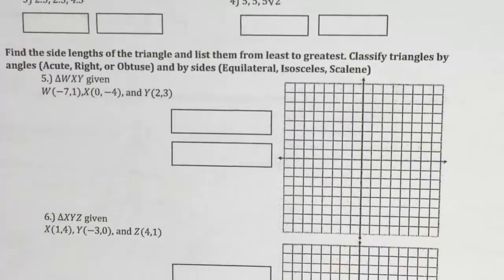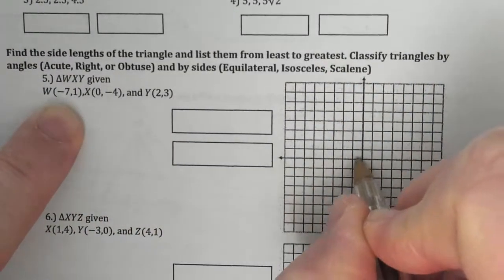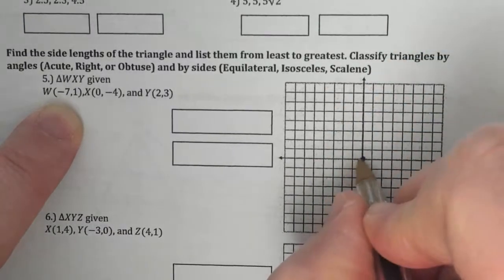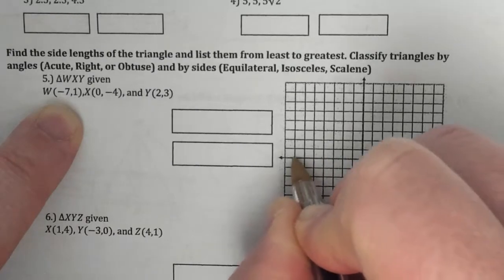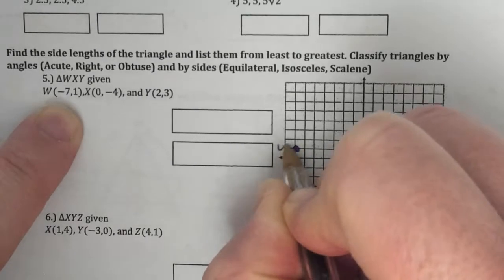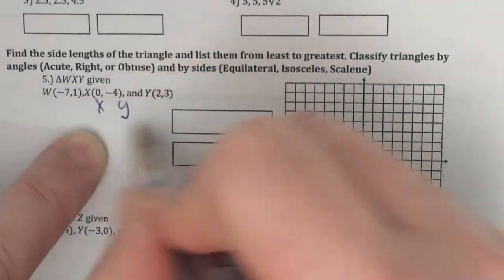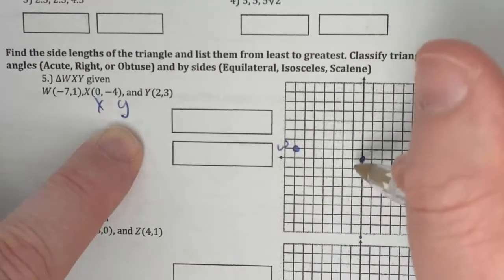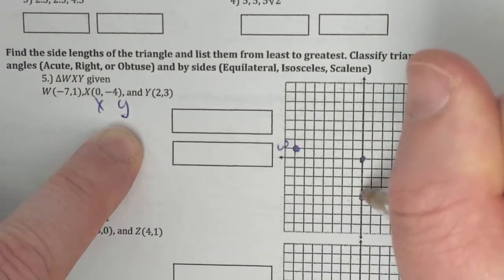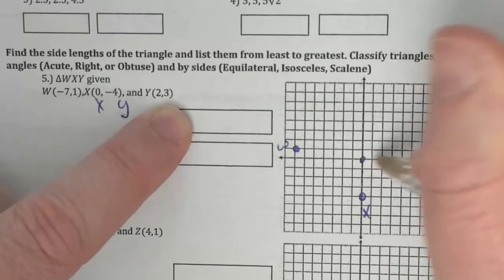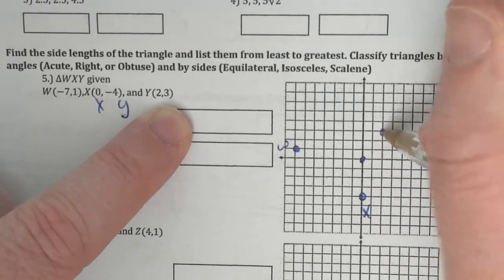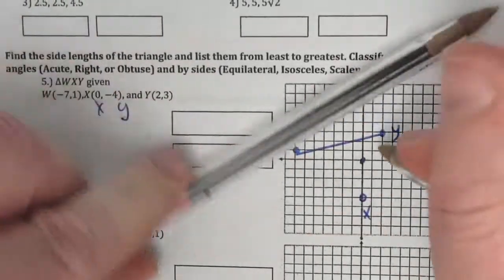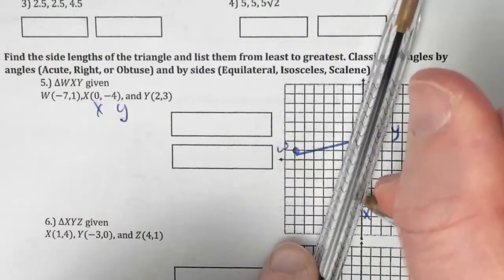Down here, you would just plot these. So here's the center right there. All right, so you would go -7. So 1, 2, 3, 4, 5, 6, 7, +1. That's my W. And then I have XY. I always write XY when I have zeros. So the numbers with the Y, it's going to be on the Y axis. So -4, 1, 2, 3, 4. There is my X. And +2, +3. There's my Y. And then I would take my straight edge and connect the dots, and try to be as accurate as possible.